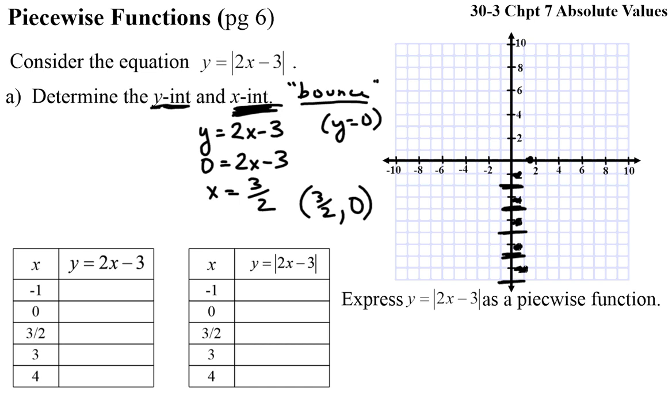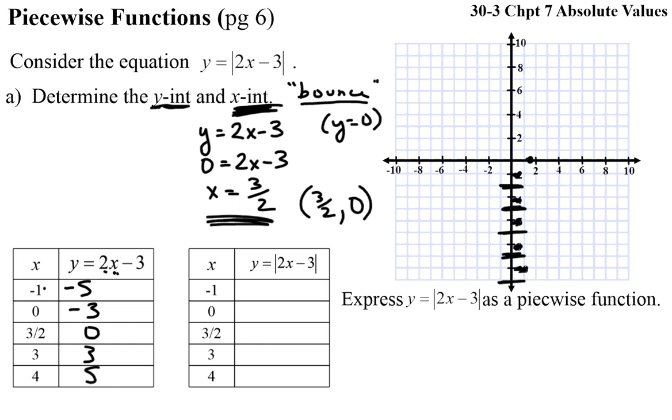So if I graphed y equals 2x minus 3 without the absolute, well, I can plug -1 in, I get -5. Plug 0 in, get -3. Well, here's our x equal to 3/2. That was kind of important. It's 0. Plug 3 in. 2 times 3 is 6, minus 3 is 3. Plug the 4 in, we get a 5. Well, we can graph that then.